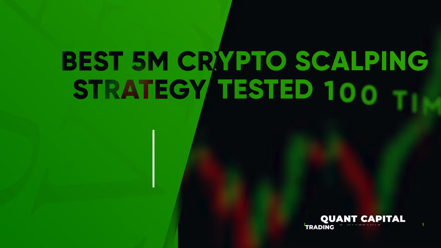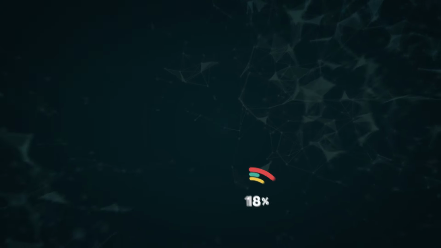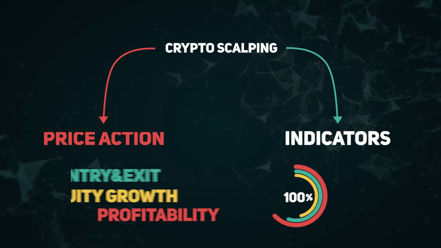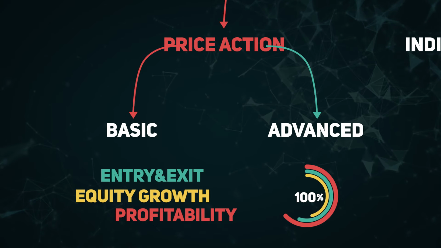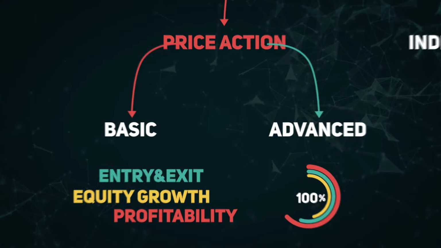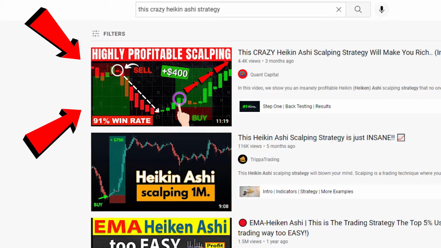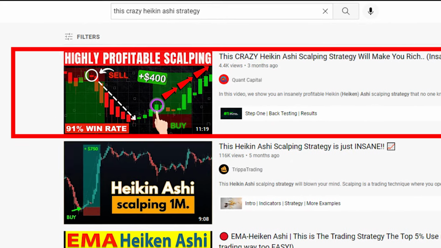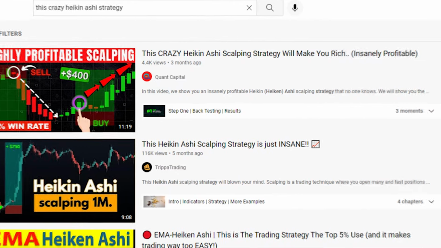In this video, we are going to backtest one of the best crypto strategies available on YouTube at the moment 100 times. This strategy combines one of the most popular trading indicators with basic and advanced price action rules, leading to an insane performance. More precisely, we will backtest our own strategy known as "This Crazy Heikin-Ashi Strategy Will Make You Rich", and let's see how much money we can actually make by using it.